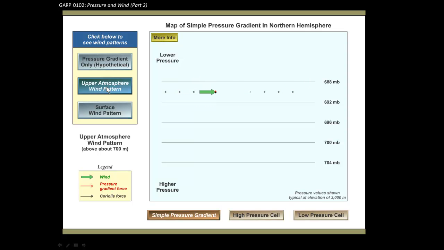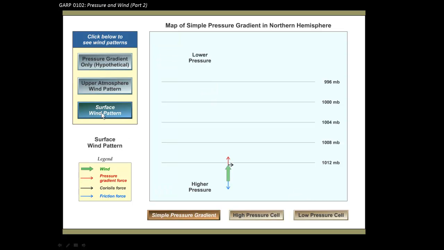At the surface, it gets a little bit more complicated because now you have to account for friction. Let's look at the surface wind patterns. First of all, overall, you notice that the wind speeds are slower. The green arrow isn't moving as fast. Well, that's because of friction. So you have three forces going on right now: pressure gradient force in red, Coriolis force in black, friction force in blue. And when you add those up, according to the laws of physics, the only thing that is possible is the wind blowing diagonally across the isobars, crossing the isobars at an angle.